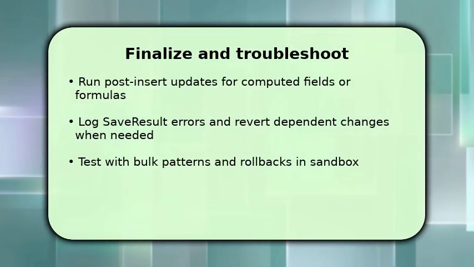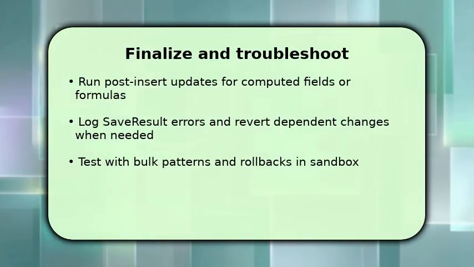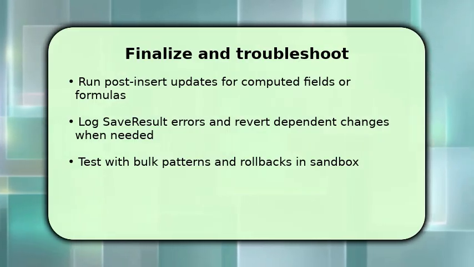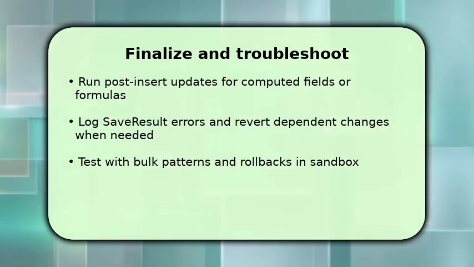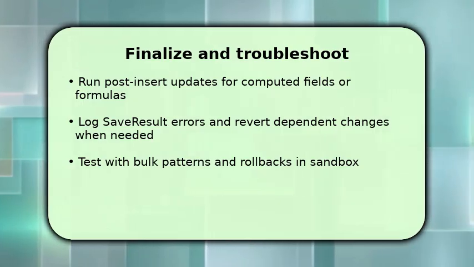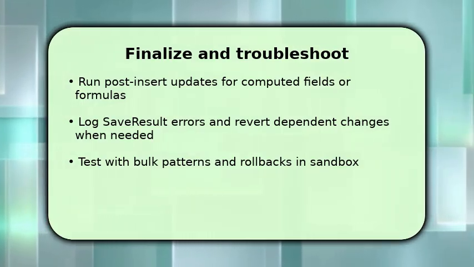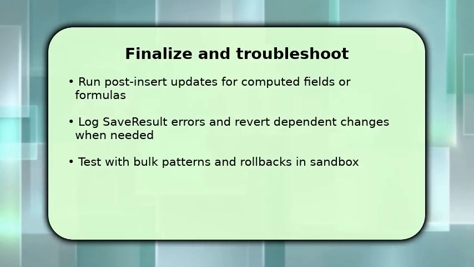You finish by applying any post-insert updates for computed fields, triggers, or rollup-related values that require the new record ID. Then, check save result and collect errors. Log meaningful messages and implement compensating deletes for any partial duplicates created during the operation.